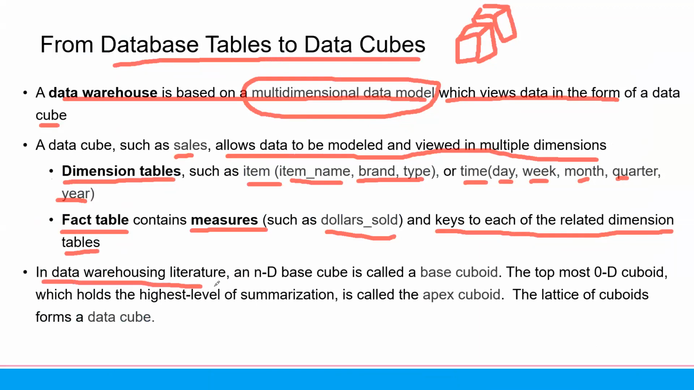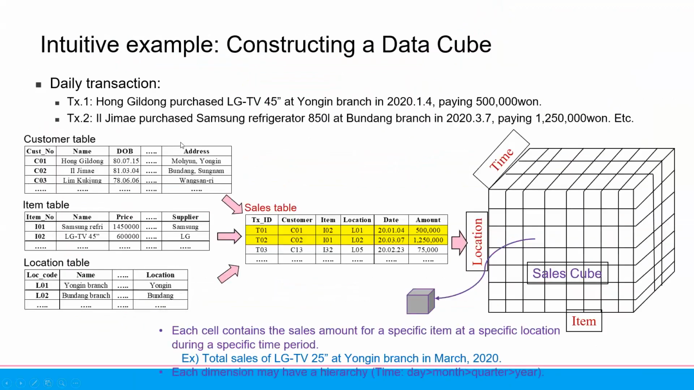In the data warehousing literature, we have the n-D base cuboid, where n means the number of dimensions. The top is the 0-D cuboid, which holds the highest level of summarization, and we call it the apex cuboid. The lattice of cuboids forms a data cube. Let's see this small example.